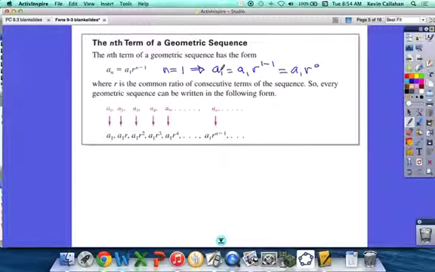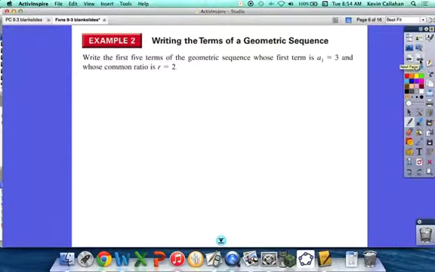Okay, so that's our nth term of the sequence. Same formula you had from last year. So writing terms of a geometric sequence, in this case, we know the A1 and we know the R. So do we need that formula to find the first 5 terms of the sequence?